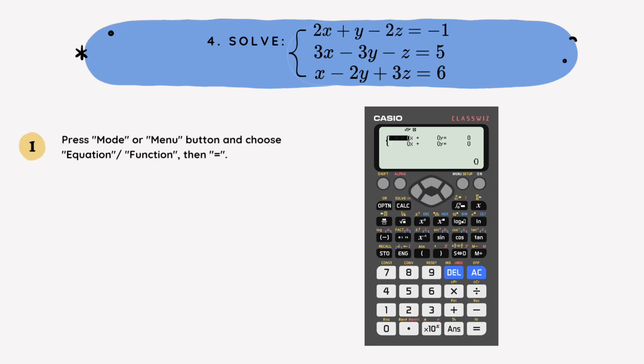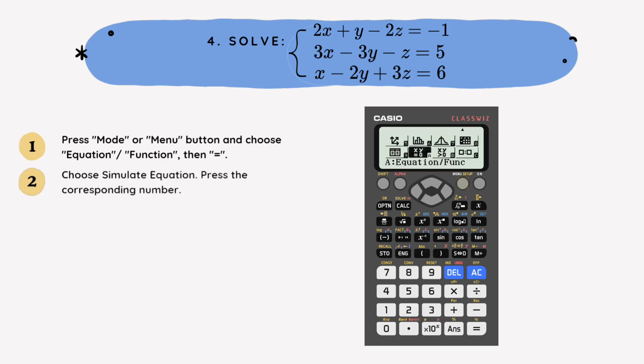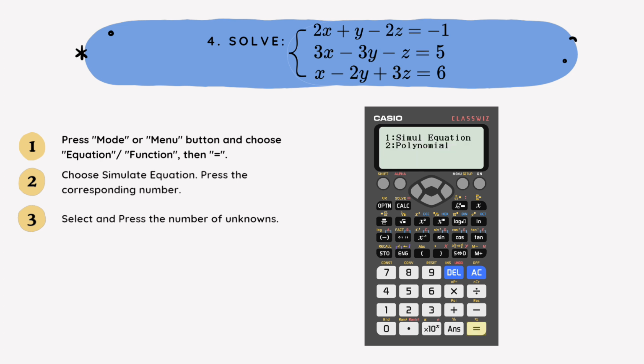So now, using calculator, how can we now put those three variables? Again, first step, press mode or menu button, then choose equation. Then select and press the number of unknowns. Since we're dealing with three variables, the number of unknowns we have are 3. Then now we can type the systems of equations and press the equal signs, which will give the values of x, y, and z.